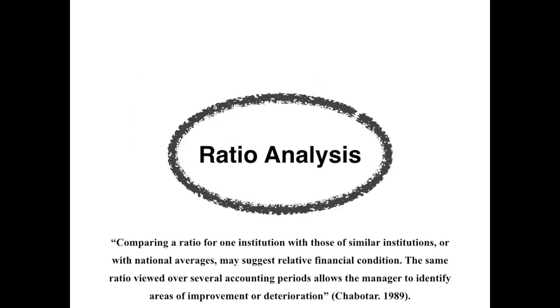One resource I read claims comparing a ratio for one institution with those of a similar institution or national averages may suggest relative financial condition. The same ratio viewed over several accounting periods allows the manager to identify areas of improvement or deterioration, and this explains the ratio analysis. However, with some limitations in figures against the industry average, I found ratio analysis was somewhat inconclusive for what the hotel owners were hoping to achieve.